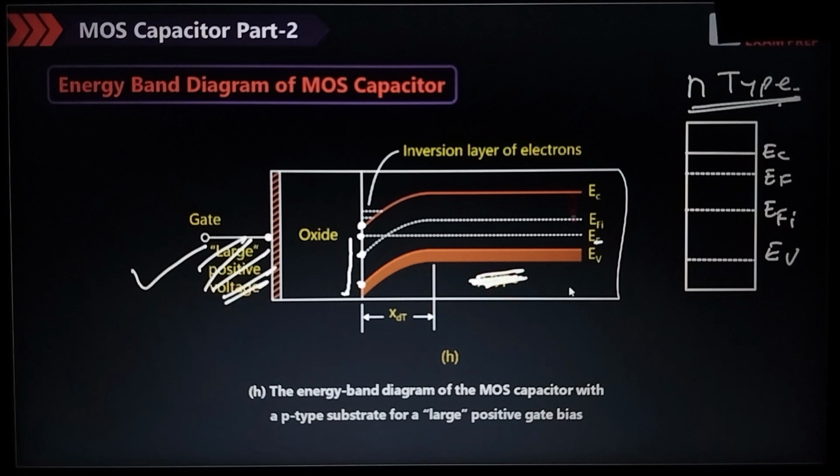From the bulk, you can say it is a P-type. From this EV, EF is near to EV, that's why it is a P-type material. Exactly at the interface, watch, there is an inversion because now the EF is near to what? EC, and that's why we can say it is an inversion. Material is P-type. What is the voltage applied at the gate terminal for inversion? Definitely it is a large positive gate voltage.